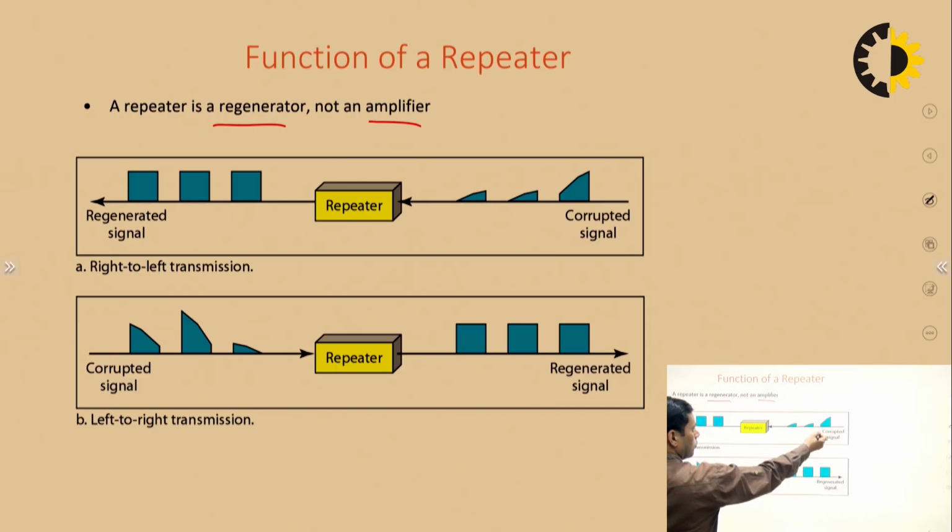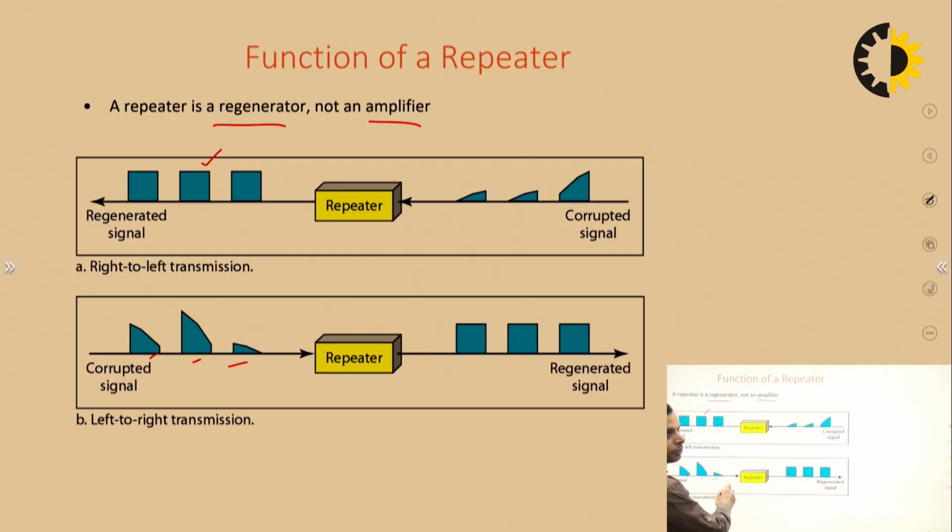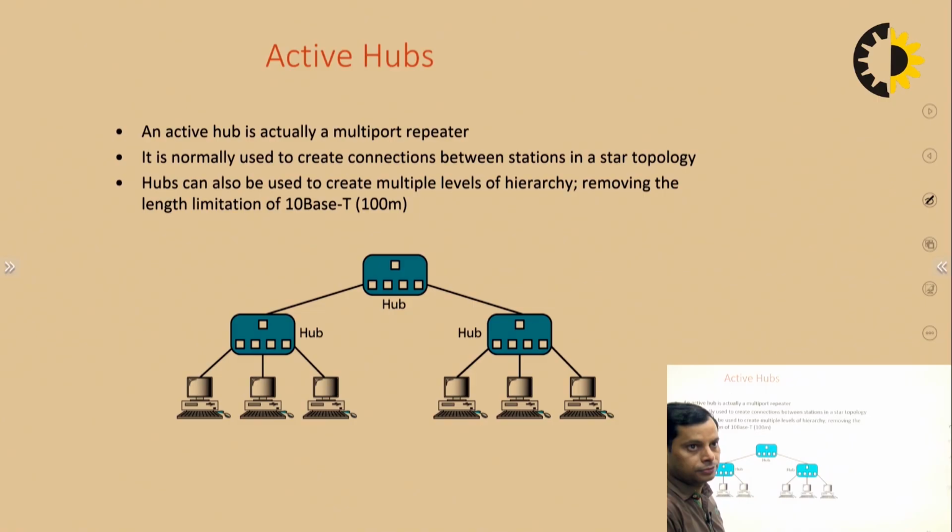As you can see that, after passing through these signals with the repeater, it will now be regenerated again. Similarly, when transmitting from left to right, the signal gets degraded, that means corrupted, and becomes weak, so that at the last stage it will become weak. So when it passes through the repeater, the signal will be regenerated again. So this is the functioning of a repeater here.